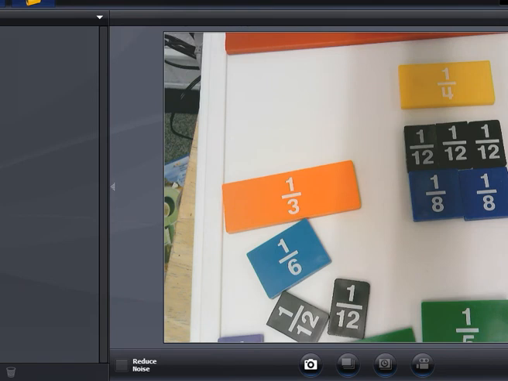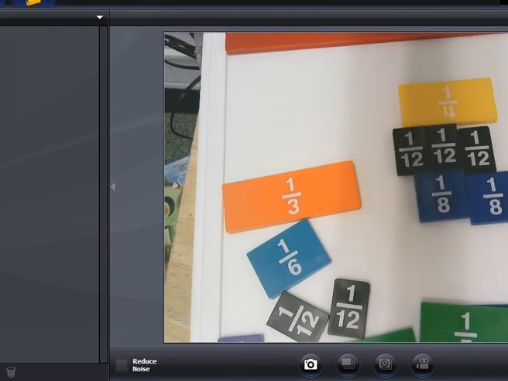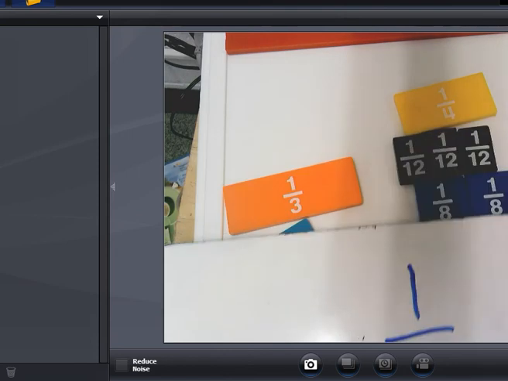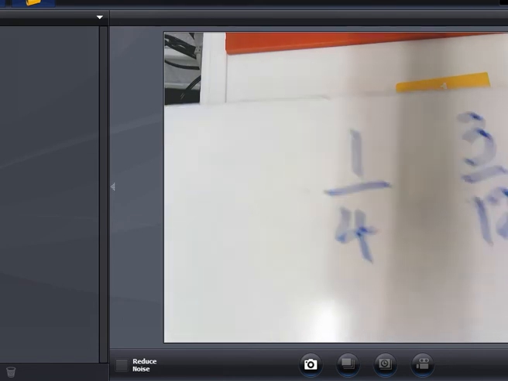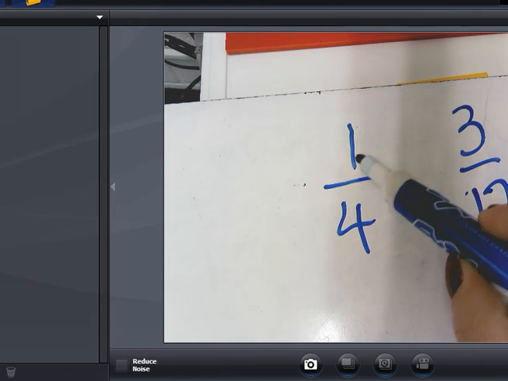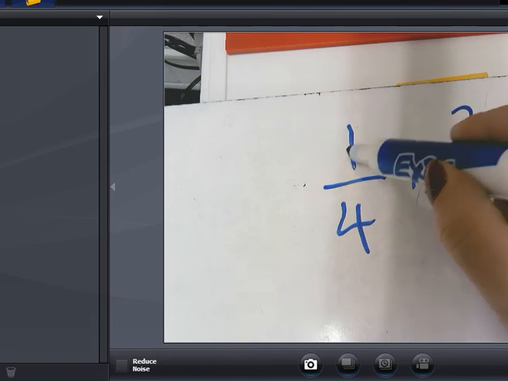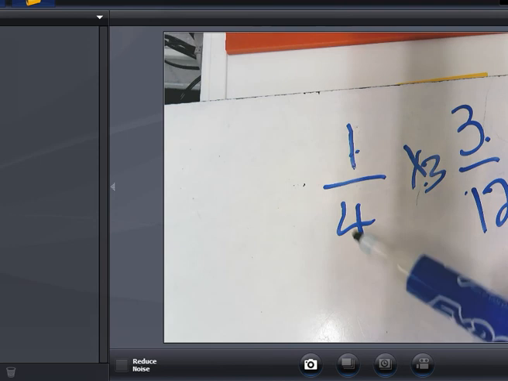Now that you've played around, hopefully you figured out that with fractions, whatever you do to the numerator, you have to do to the denominator. So if I look at that 1/4, how did I get to 3/12? Well, I went from 1 to 3. I took it times 3. 1 times 3 is 3. What I did to my numerator, I have to do to my denominator. So 4 times 3 equals 12.